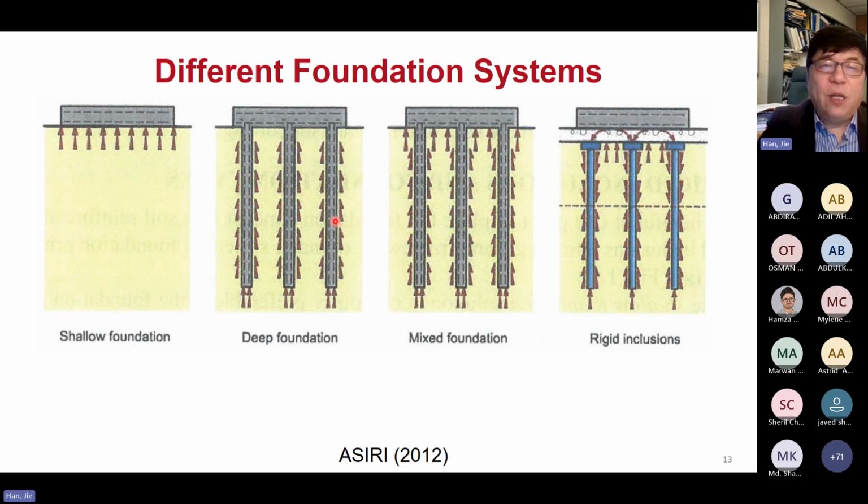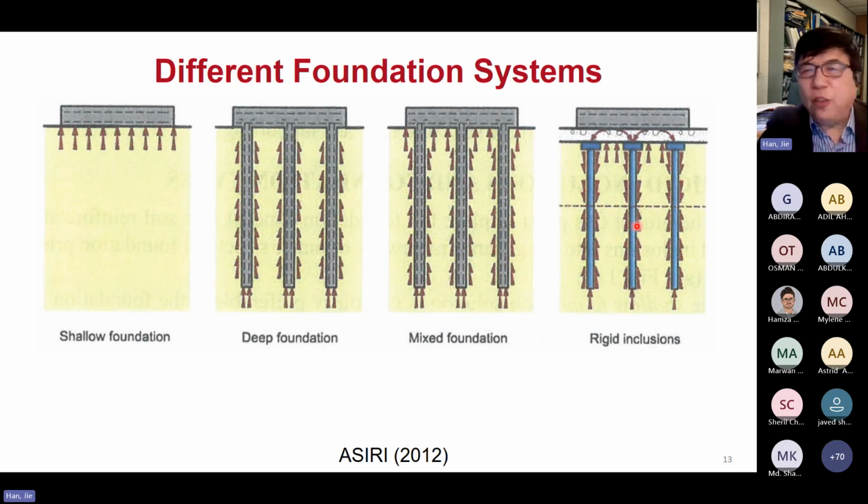For pile foundation, all the load is carried by the pile. For shallow foundation, all the load is carried by the soil. For mixed foundation, basically the pile and the soil share the load. The pile will carry load, the soil will carry load. Okay. A lot of times we call this the piled raft. And the last one is what we now refer to as rigid inclusions.